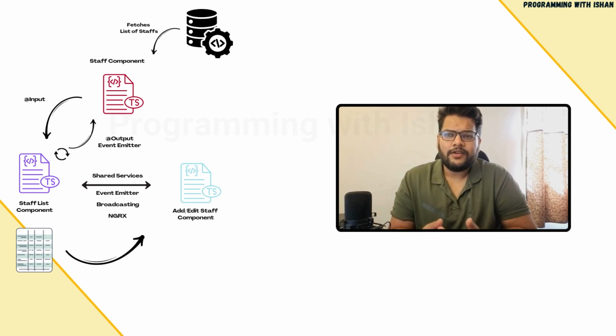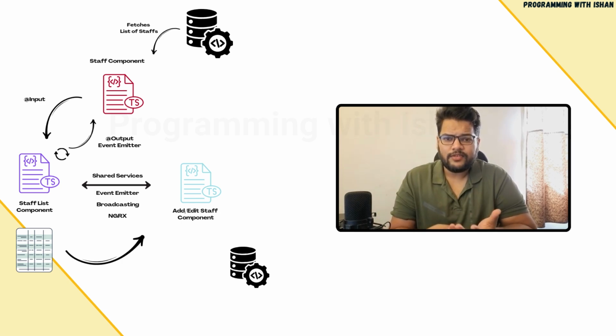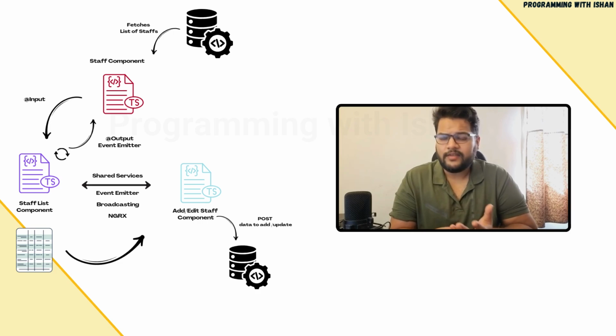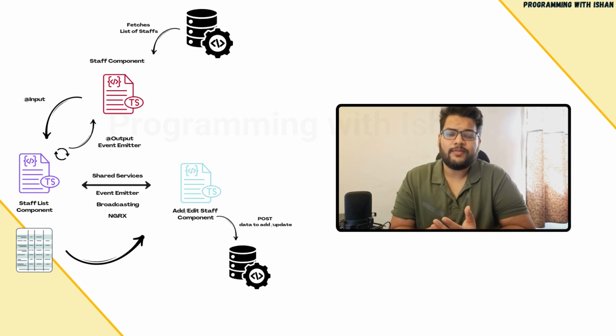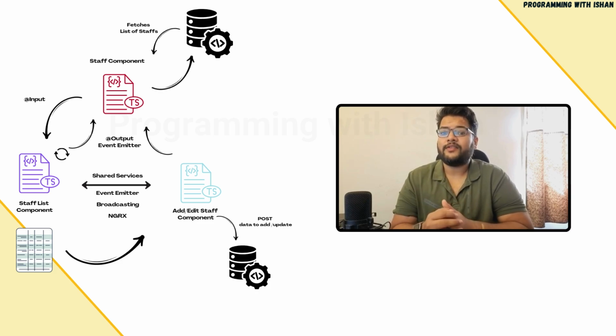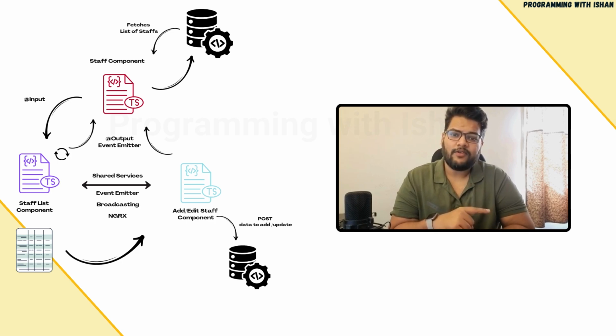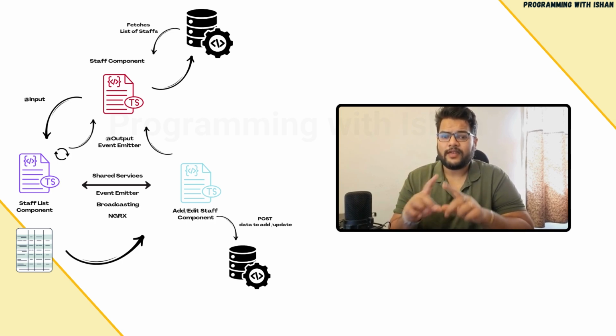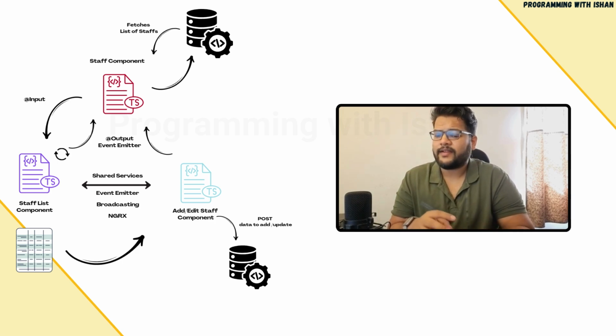Now once a new row has been added, like a new staff has been added in the add or edit staff component, or a detail has been updated, in that case also your parent component needs to know that something has changed, and now it needs to call an API again to get the latest data. So that interaction needs to happen from the add or edit staff component to the parent component. So that is how all the components are interacting with each other.